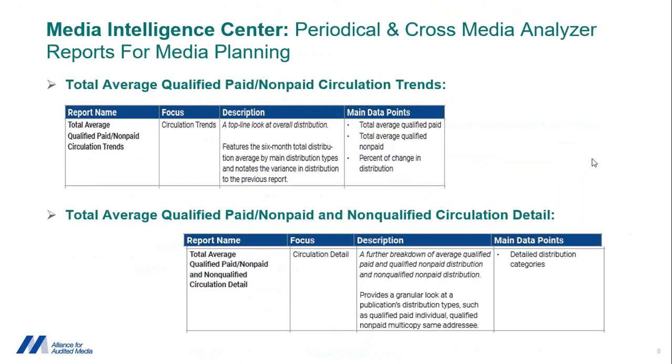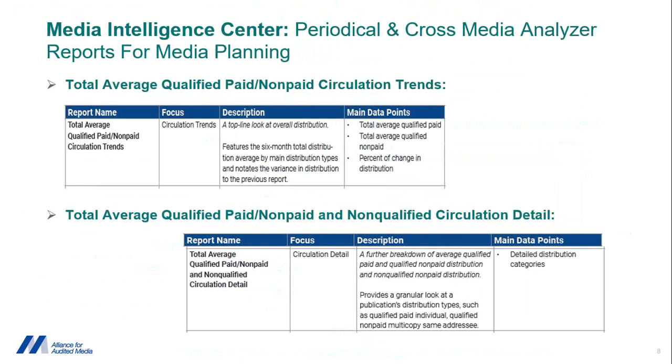In the live demo, we're going to go into both the periodical and the cross-media analyzer. The periodical analyzer takes information from the publisher statement itself, mainly going over their print distribution and their digital distribution. Cross-media is where the information is housed if a publication elects to have their website, social media and newsletter audited. So first we're going to go through the periodical one.